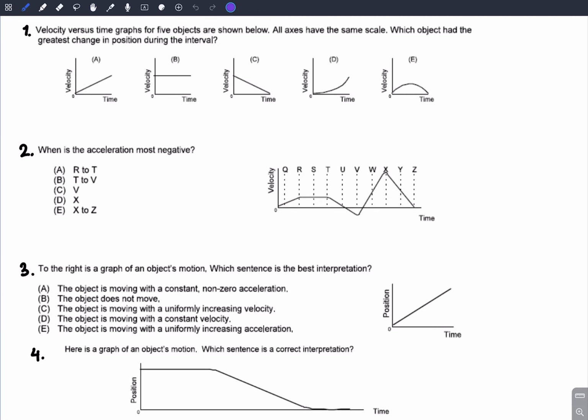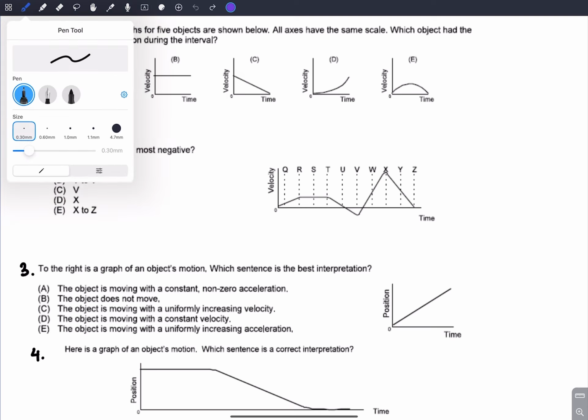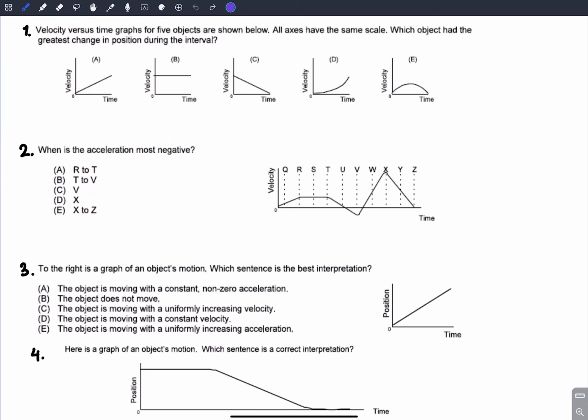Let's look at a couple kinematics graphs. Question 1 asks which of these graphs has the greatest change in position during the interval. Greatest change in position during the interval, okay? Now, how do we figure out change in position through velocity versus time graphs?